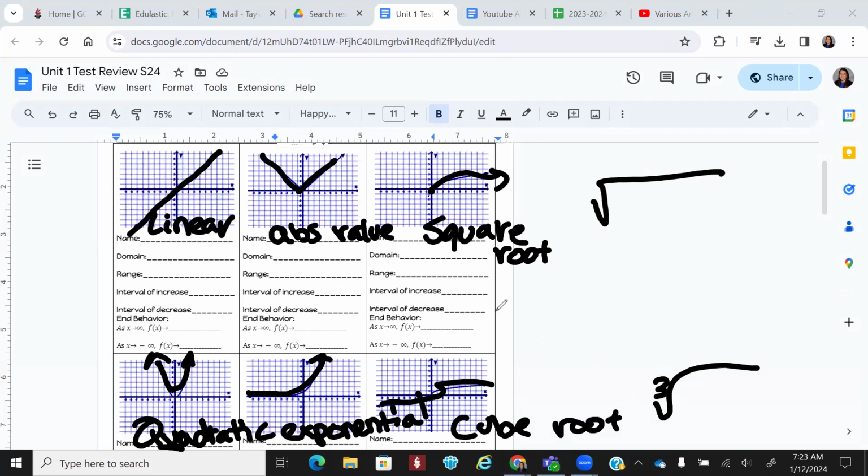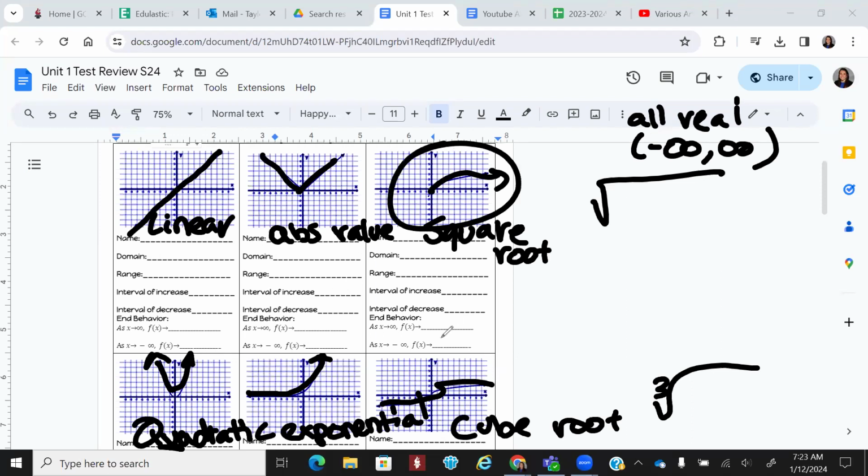Okay. Which one of these does not have a domain of all real numbers? So what I mean by that is from negative infinity to positive infinity. So real quick, all real numbers is the same thing as negative infinity to positive infinity. Which one does not have that? You said square root. Any other ones? The exponential keeps going this way, right? And that way. Trick question. Square root is the only one. Yeah. Okay. Cool. Questions?